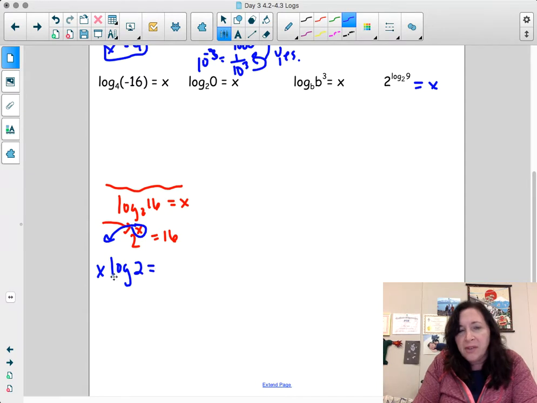And remember, because I do something to one side, just like an equation, if you were going to add 3 to both sides, you would have to do it to the other side. So if I log the left side, I do need to log the right side because it is an equation.